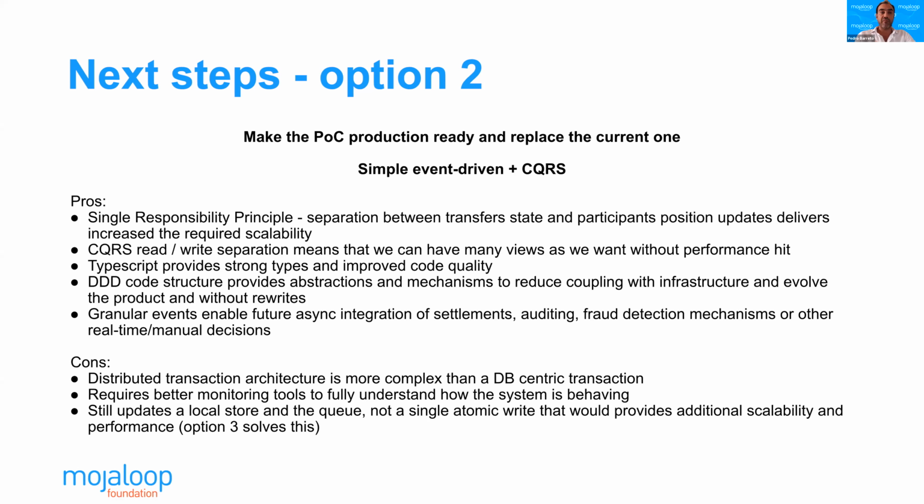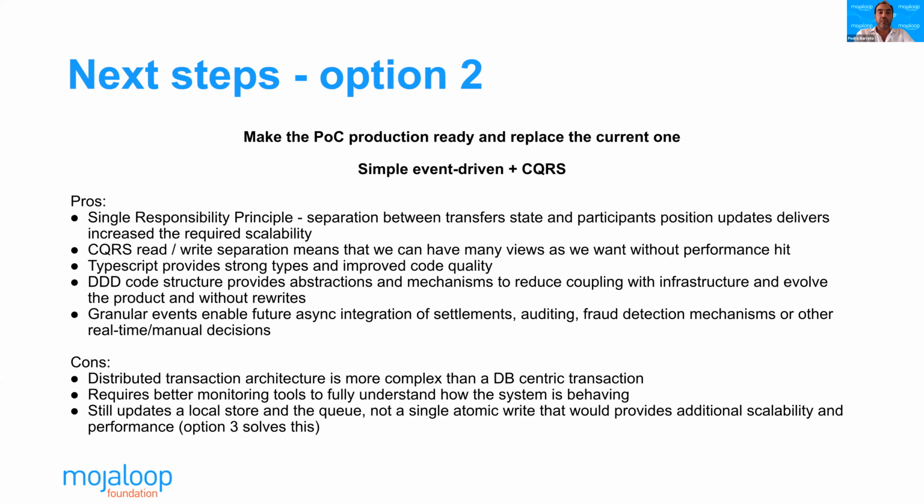Obviously, TypeScript provides a benefit. The code structure, as we mentioned, provides nice abstraction and mechanisms to reduce technical debt going forward as we add more features on it. The granular events enable future asynchronous integration for settlements, auditing, fraud detection mechanisms, and any other real-time or manual decisions that you want to plug in, because it all works with events, which means that we can send an event and wait for an event back before proceeding with the next step. We can put things in the middle, as well as process things asynchronously, like AI mechanisms, fraud detection, whatever.